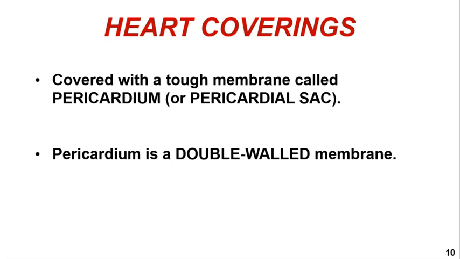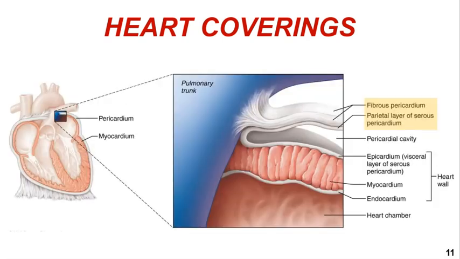So within the mediastinum, the heart is separated from nearby structures like the lungs by a tough membrane that's called the pericardium, also known as the pericardial sac. The pericardium, or pericardial sac, is double-walled, so that is, there are two layers to the pericardium. So we see that the two layers of the pericardium are the fibrous pericardium and the serous pericardium.